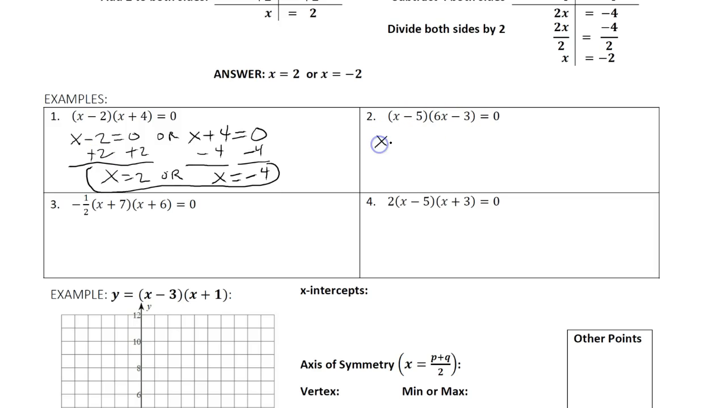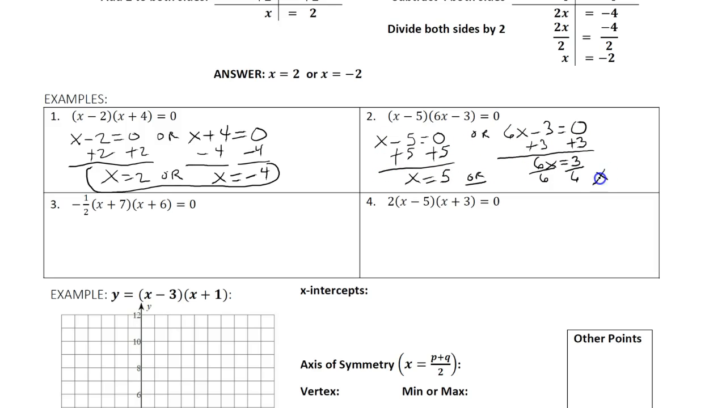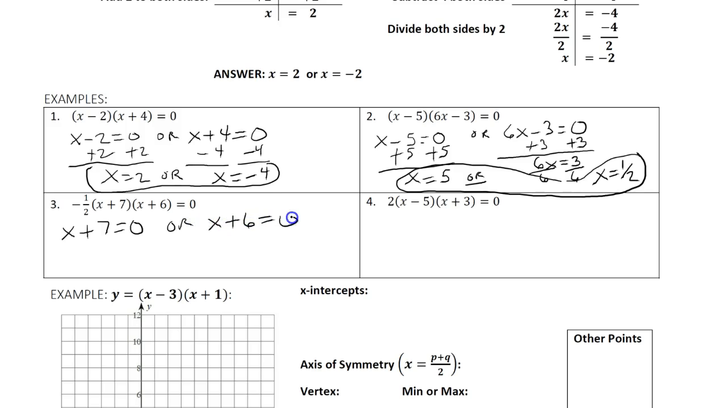Set each factor equal to 0 and solve. The two solutions are x equals 5 or x equals 1/2. In this example, the factor -1/2 does not affect the procedure. Only factors that can be set equal to 0 can be used to solve the equation. Set x plus 7 equal to 0 and x plus 6 equal to 0. The two solutions are x equals -7 and x equals -6.